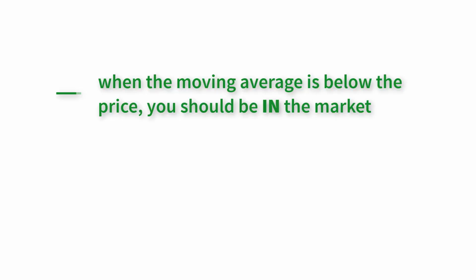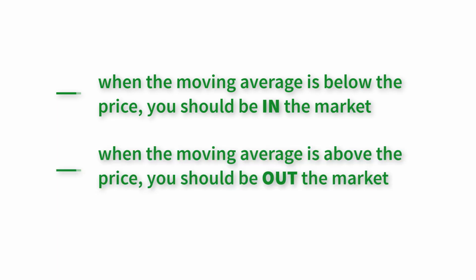So the rules are simple. When the moving average is below the price or index, you should be in the market. And when it is above, you should be out. You can also use the slope of a long-dated moving average on the S&P 500 index to determine whether the markets of the world are in a bull or bear trend.